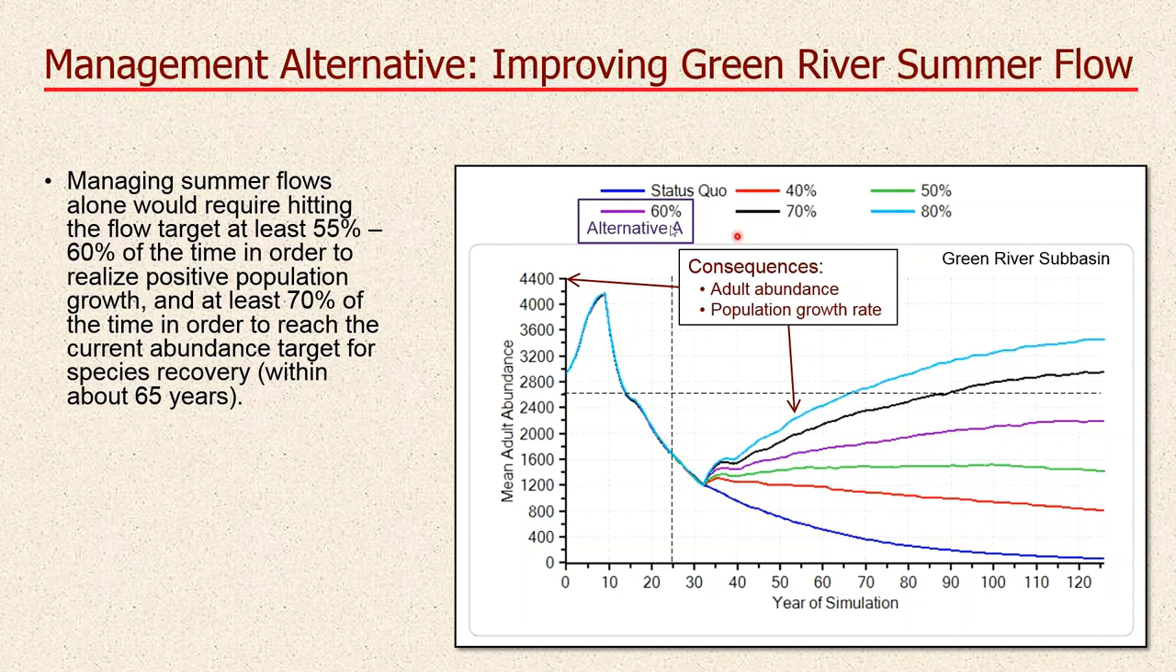So we can see here that our alternative A, that was discussed in one of the earlier slides, where we assume we can achieve target summer flows 60% of the time, we begin seeing a positive growth trajectory over time in our system under the assumptions and under the level of knowledge we have of the system as it currently stands. And we see that if... do we have a question?